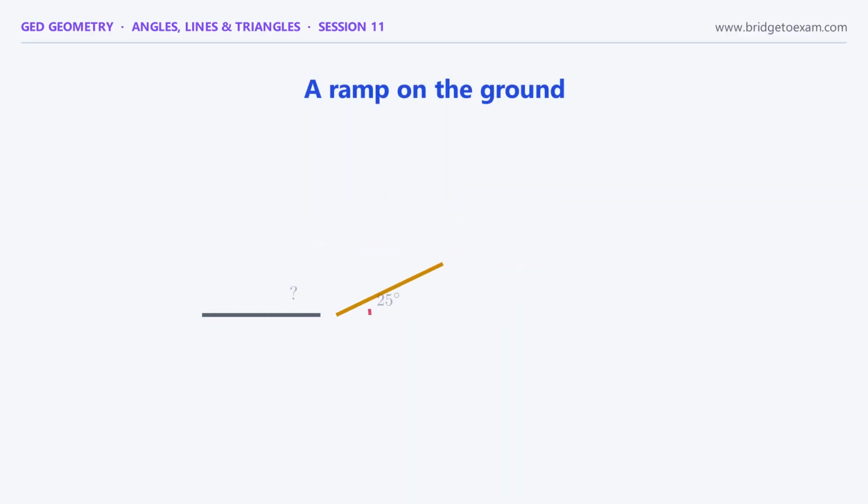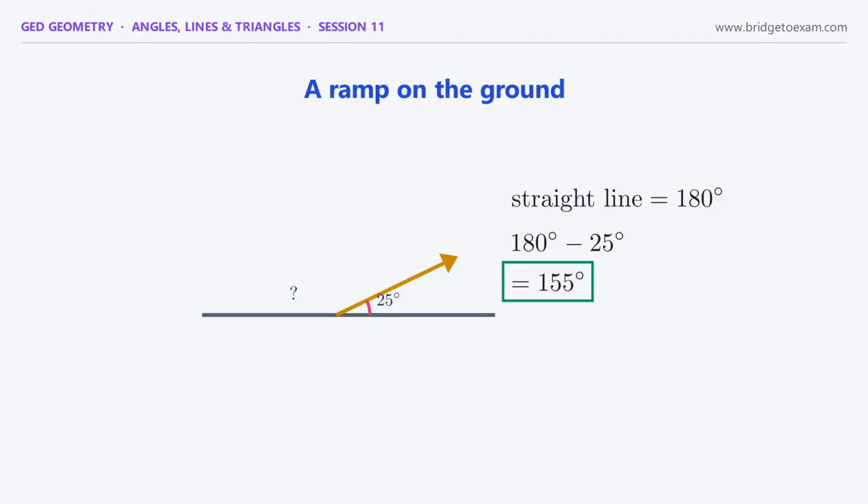Let's do one. A ramp meets the ground, and the angle on one side of it measures 25 degrees. What's the angle on the other side? The two angles sit together on a straight line, so they're supplementary. They add to 180. So the other angle is 180 minus 25, which is 155 degrees.